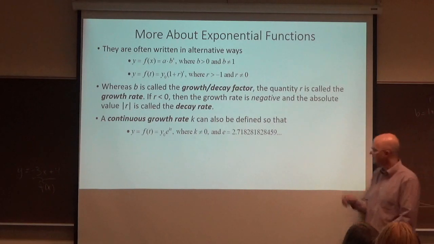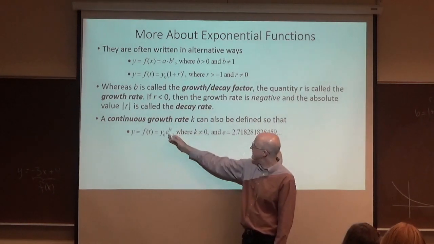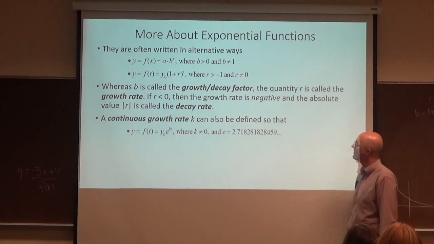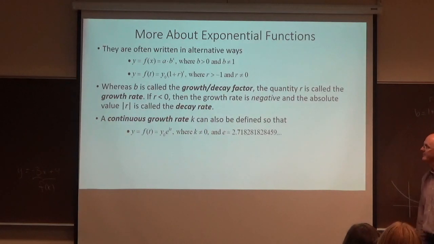And k is non-zero. Notice that the exponent of the E is not just a t, it's a k times t. K is called the continuous growth rate. I'm not going to explain what that means at the moment. Okay? I think I'll leave that for next Monday. We've got enough to do today.